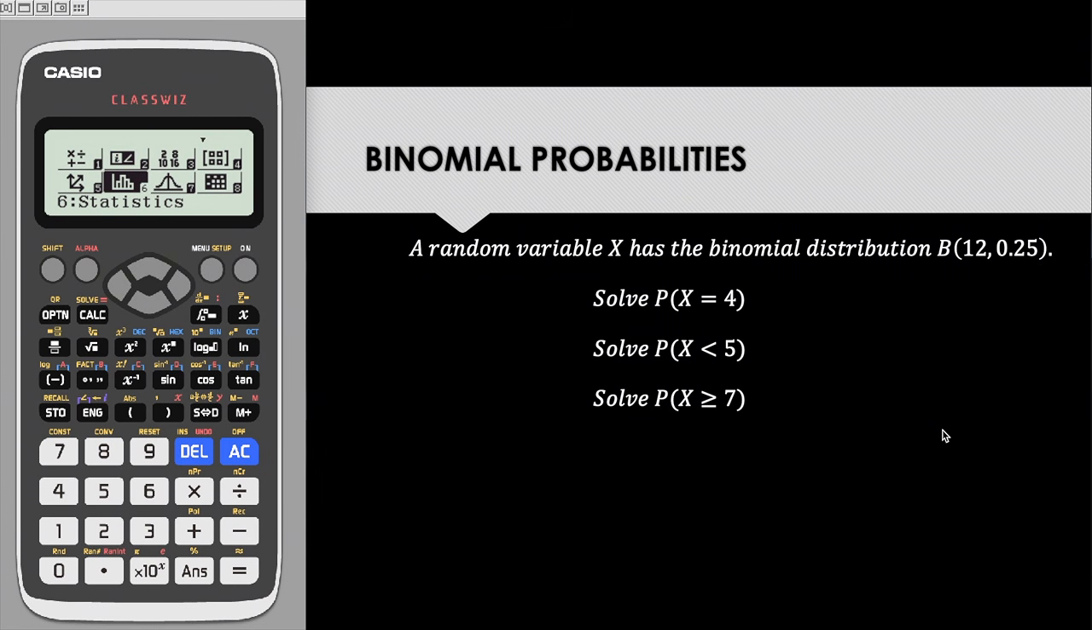Now, the next thing I want to show is how you can calculate binomial probabilities. Under the majority of exam boards for A-level maths, it is a requirement that you have to calculate binomial probabilities and normal probabilities using a scientific calculator.